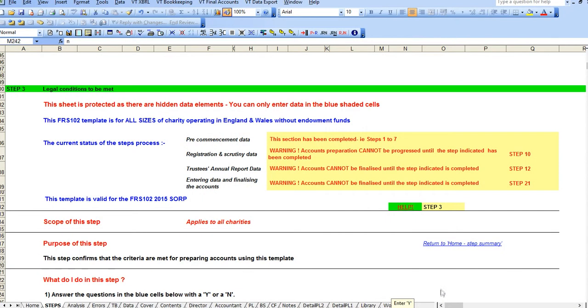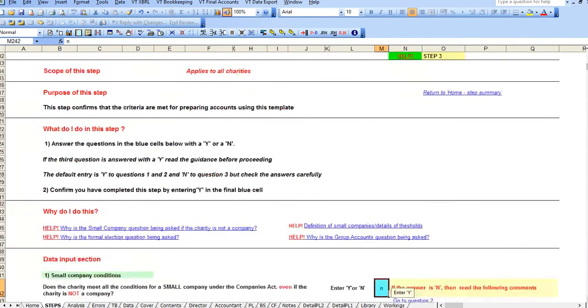Step 3 identifies the legal parameters that determine whether or not accounts are prepared according to the FRESI SORP or the FRS 102 SORP, and gathers certain information relating to the templates. As with all steps, there is guidance to the questions in the step itself, but we would particularly draw your attention to the help file on the definition of small companies and the thresholds involved.